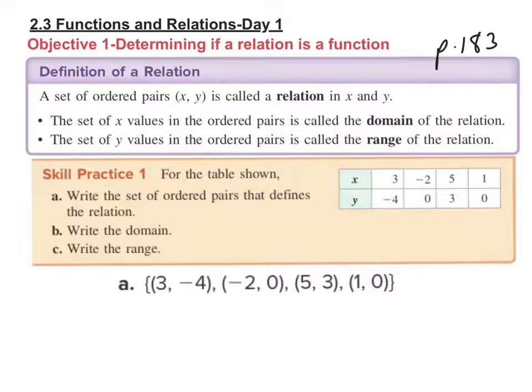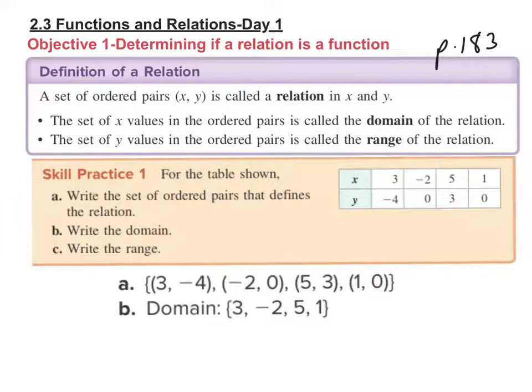Then we have to write the domain, which is just a set of all the x's. So what are all the x's? Yeah, what are the numbers? I want you to tell me the numbers. That's right. 3, -2, 5, 1. So that's the domain. Feel free to put it in order from smallest to biggest if you wish. The book doesn't always do that. It would be my preference that you do it that way, so have it -2, 1, 3, 5.